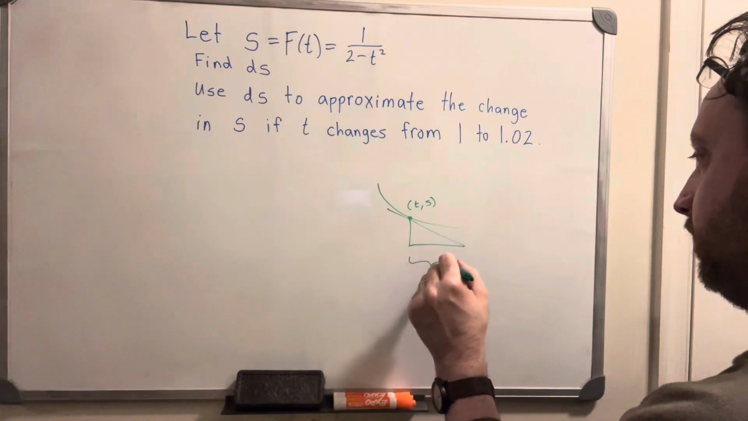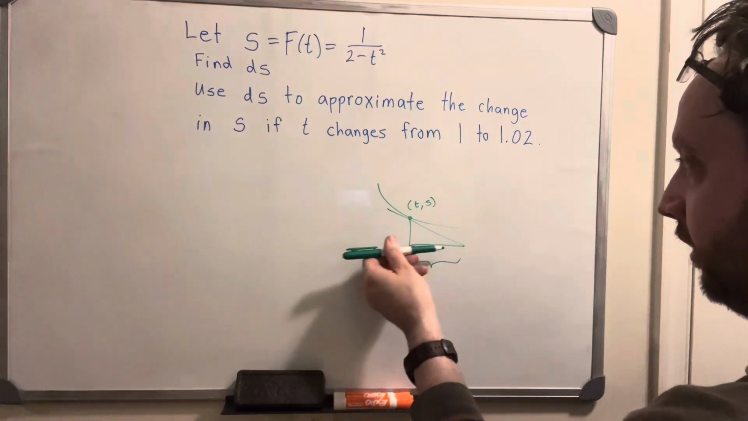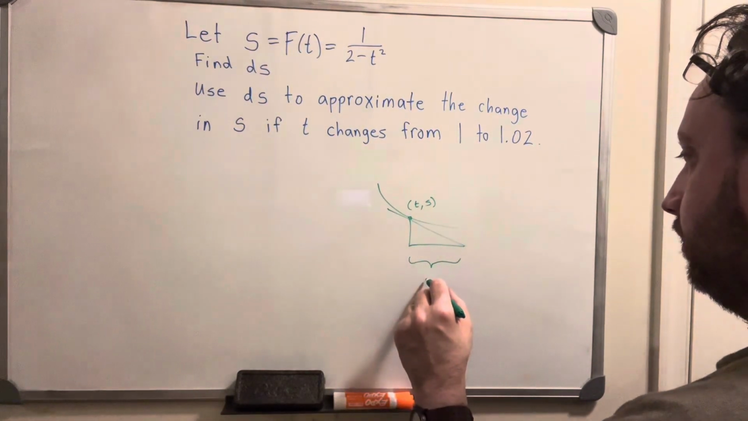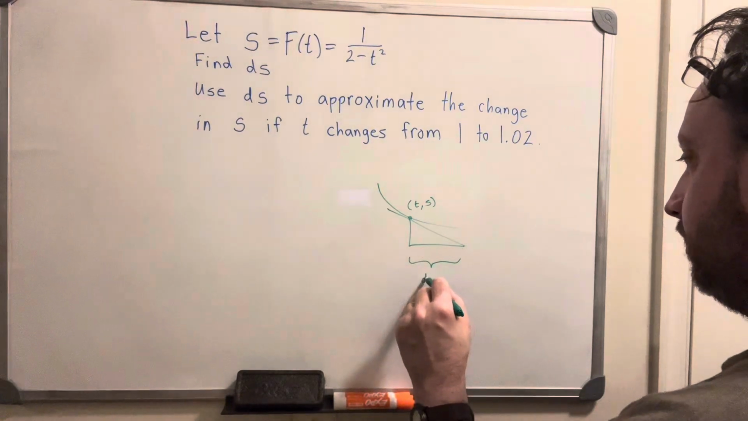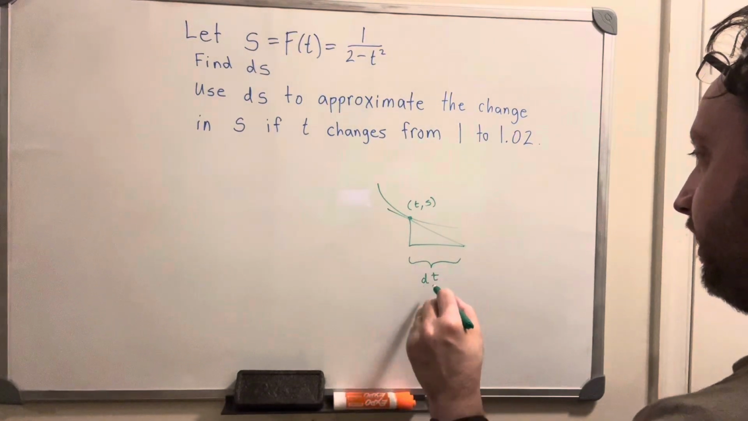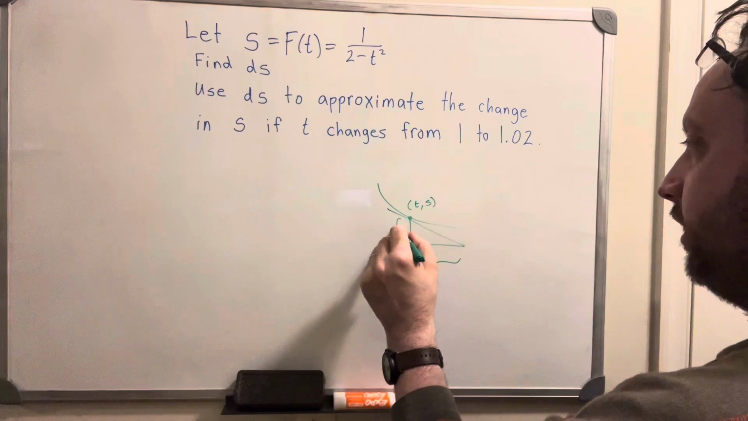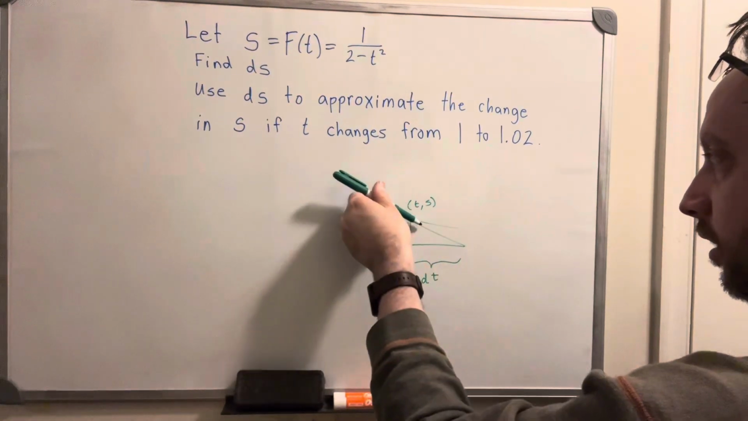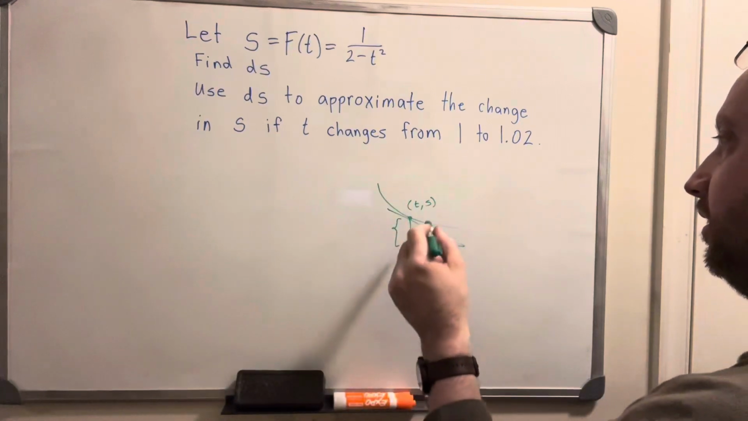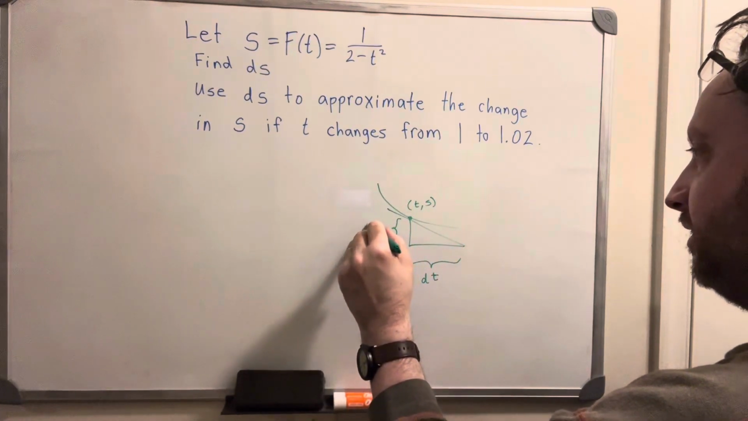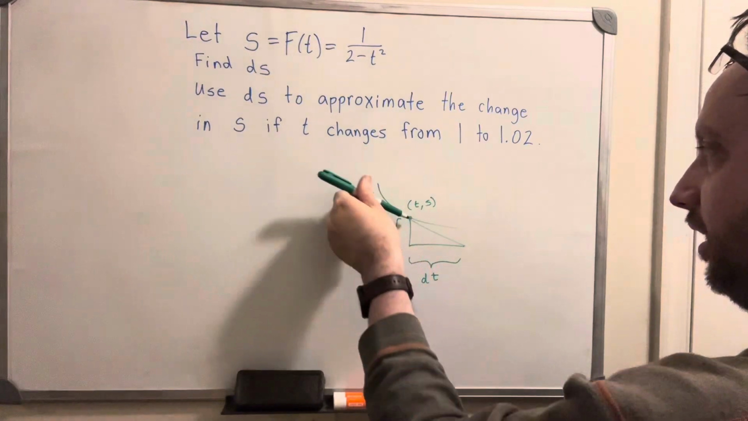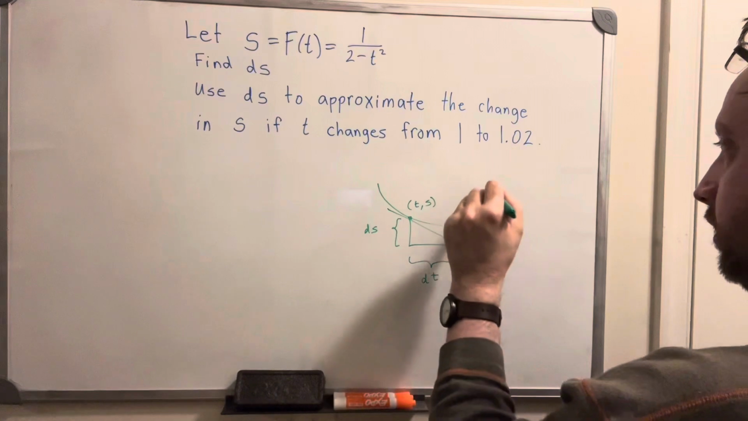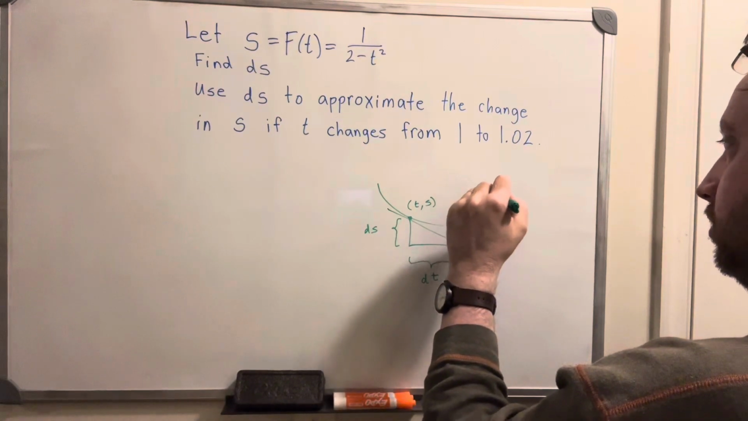What would this distance be, this change in t? What would you call that? And we're talking differentials right here. This would be dt, right? What would this change be called? If we're moving along the tangent line, this would be that ds we want. And do you remember what is the slope of the tangent line?